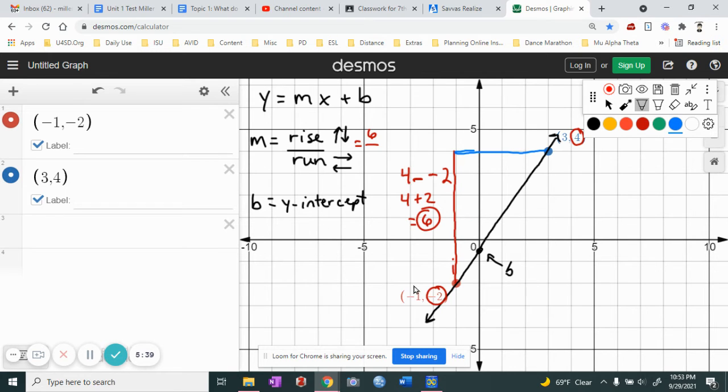My run, we're going from negative 1 on the x-axis to positive 3. So again, I started with my 4 for that difference, I'm going to start with my 3 for the difference. 3 minus negative 1, again, a double negative. So this gives me a run of 4. 1, 2, 3, 4. Okay, so my left or right movement is 4. 6 over 4 does reduce. I do encourage you to reduce your fraction. So 6 over 4 is the same thing as 3 over 2. Now I know the m is 3 over 2.